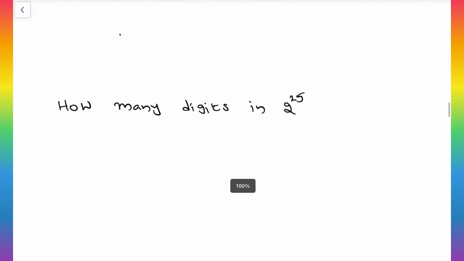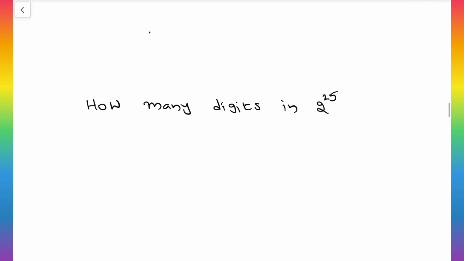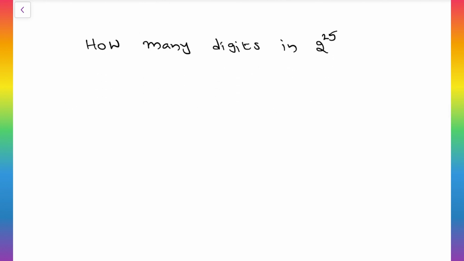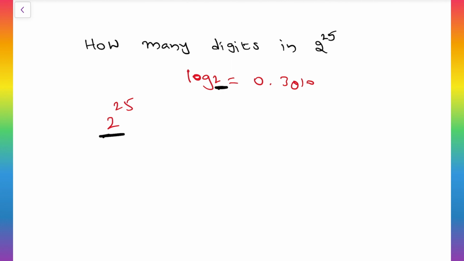Next, coming to the next question, how many digits will be there in 2 power 25? The same value again, log 2 equals 0.3010. Here they gave the log 2 value. Here the base is 2 only, so no problem. Nothing is there to change. Directly you can apply log for this. So if we take log for this, log 2 power 25. In the log, if the power is for the main number, it will come to the front as it is. So we will get it as 25 times log 2.